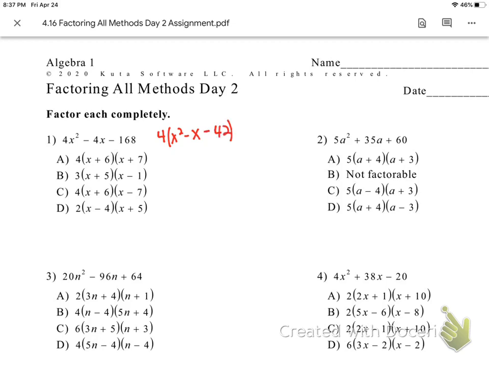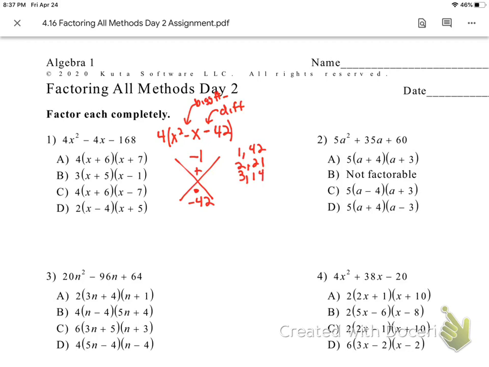Okay, so now we have just the x method. Adds, multiplies. So adds to give me -1, multiplies to give me -42. So let's go through our factors of 42. This tells us different signs. This tells me bigger number, negative. So 1 and 42, 2 and 21, 3 and 14.